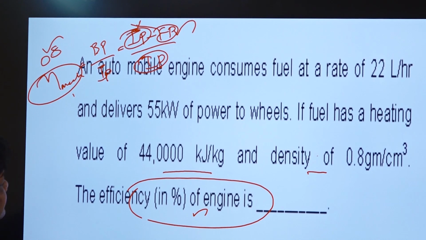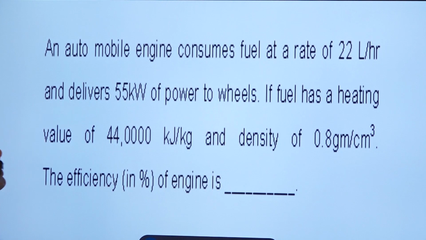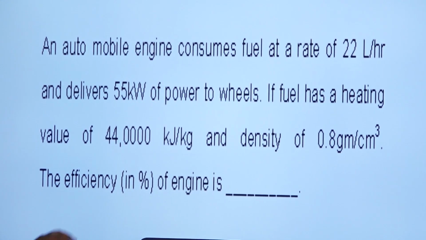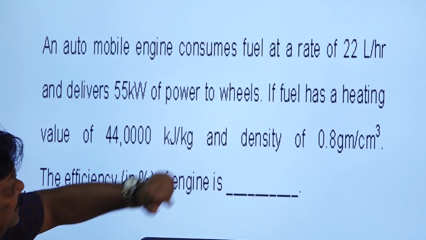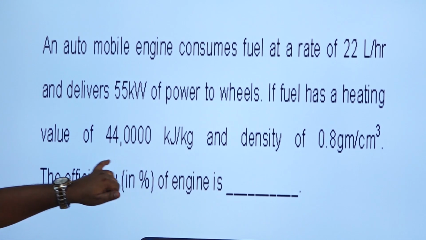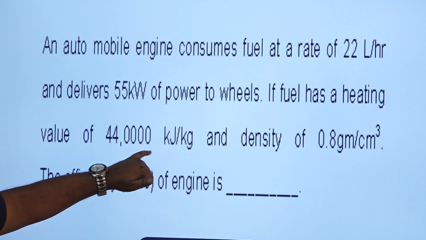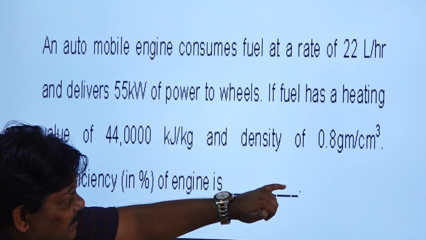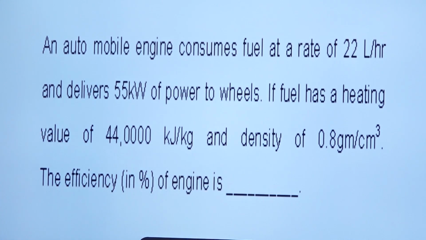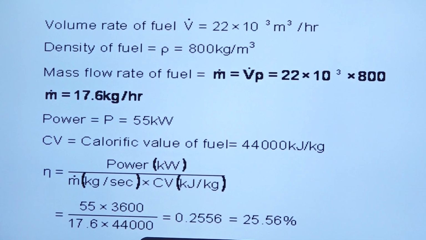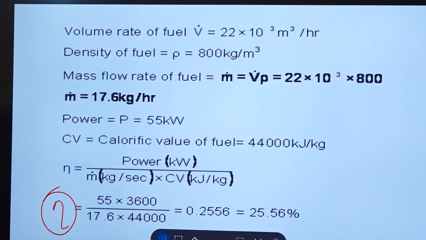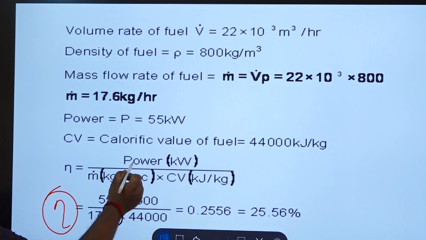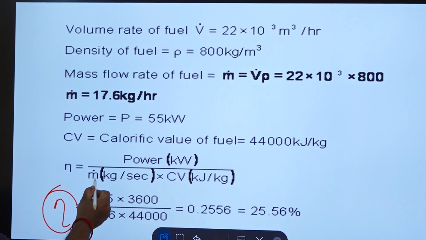So next one is, an automobile engine consumes fuel at a rate of 22 liter per hour and delivers 55 kilowatt of power. If fuel has a heating value of 44,000 kilojoule and density of 0.8 gram per centimeter cube, what is the efficiency of the engine? Eta. Okay, so efficiency here is given as power divided by m dot into Cv.